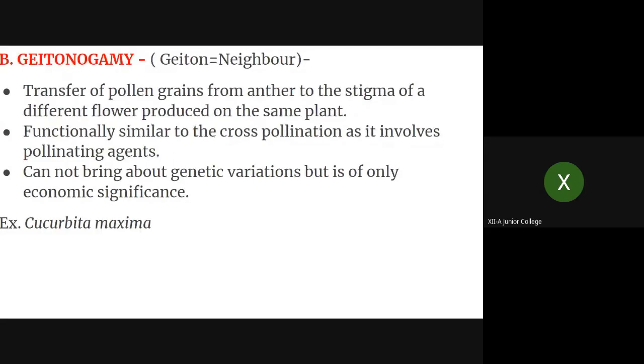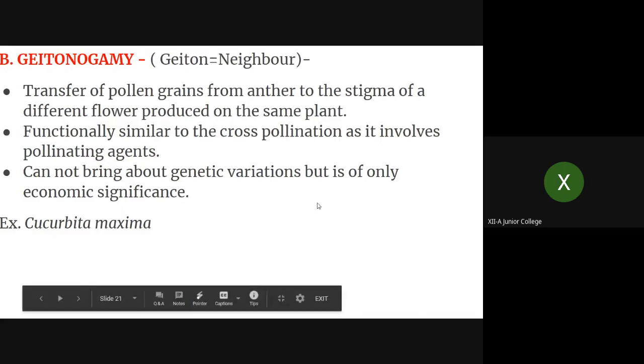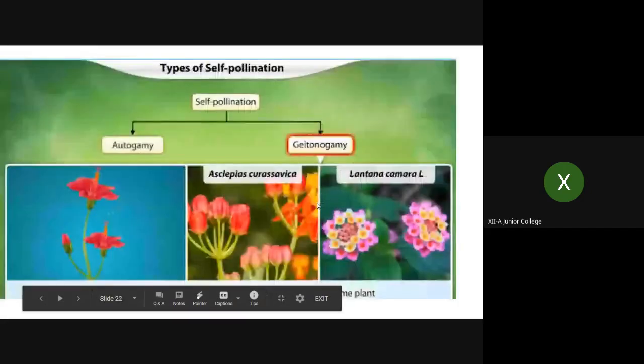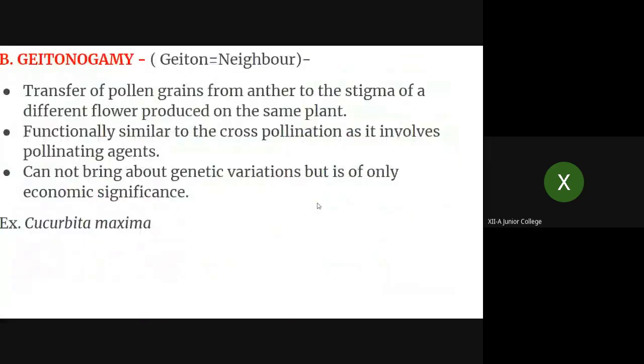As two flowers are involved, pollinating agents are required. It is similar to cross pollination, but as the same plant is present, there are no chances of genetic variations, so it is similar to self pollination. So it comes in between self pollination, that is autogamy, and xenogamy.